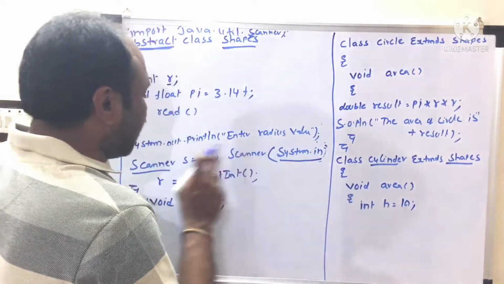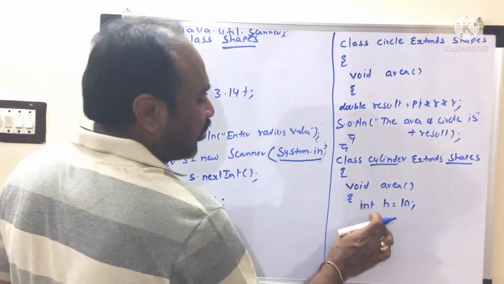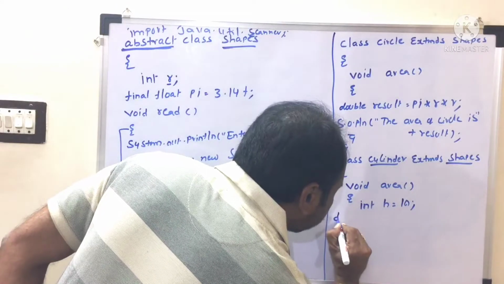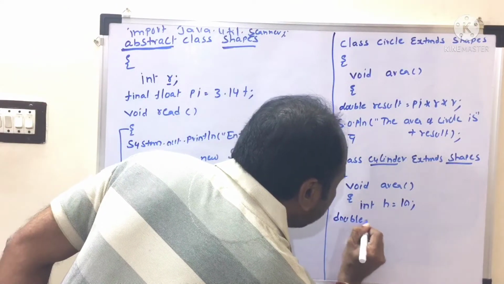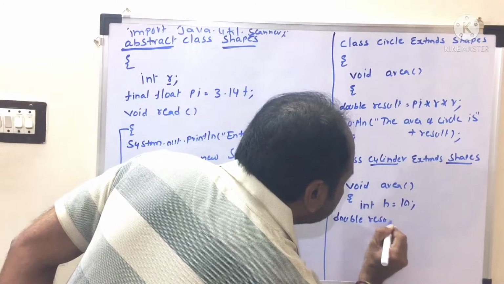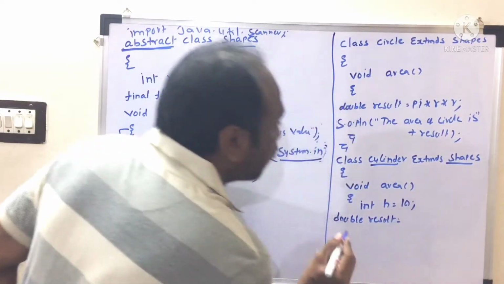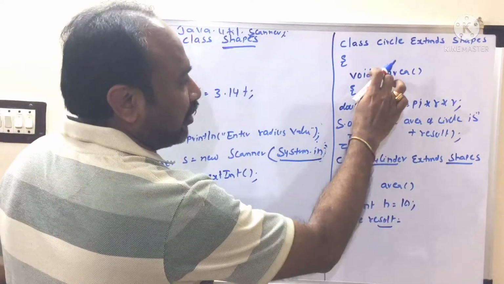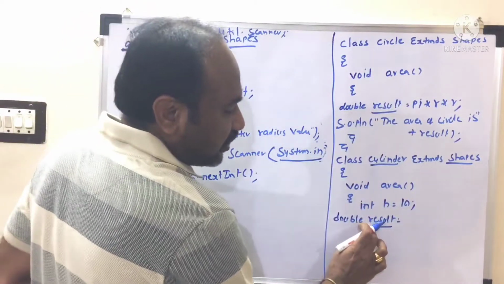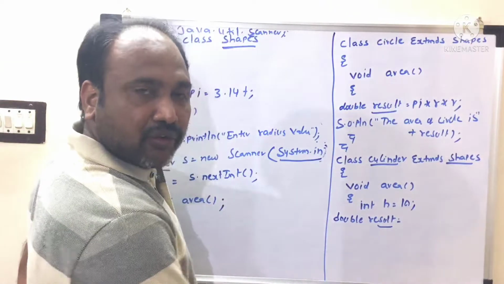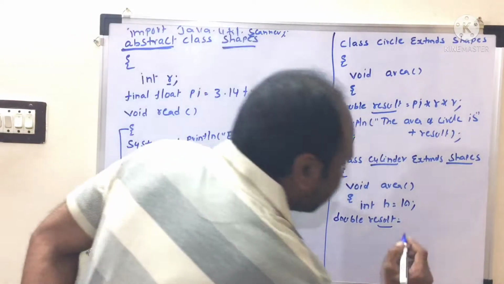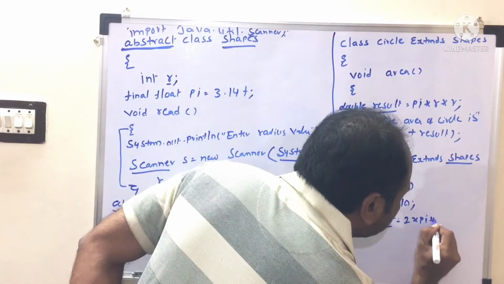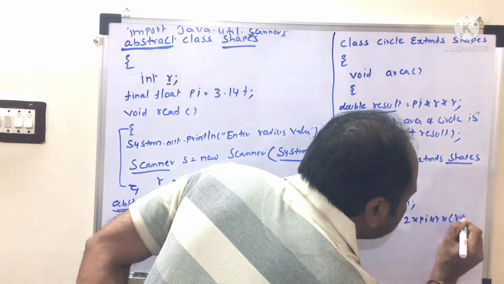Directly I am providing. Now I have radius value, I have h, I have pi. What is the formula for calculating the area? Double result equal to. Sir, we are using result here also. This result is a local variable in this area method, no problem at all. Double result equal to, what is the formula? 2 into pi into r plus h.